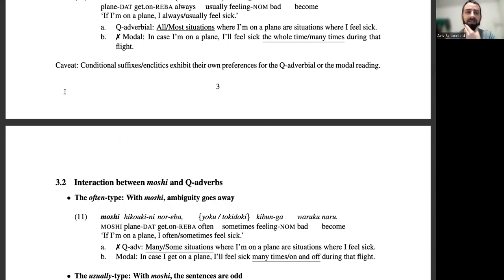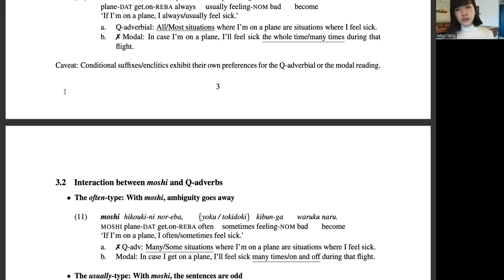Is it like a feasible option that moshi itself is a Q adverb, and so it's in complementary distribution with other Q adverbs? You mean like they're competing for the same syntactic position or something like that? Yeah, and also there's only one semantic slot of a Q adverb interpretation.